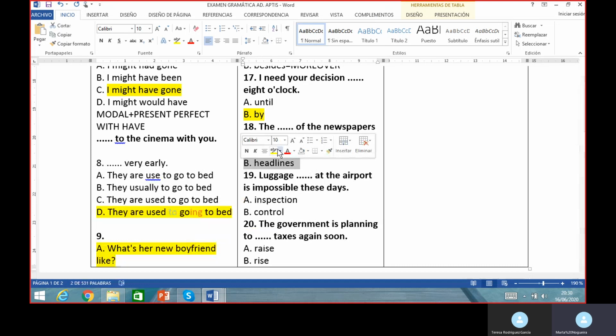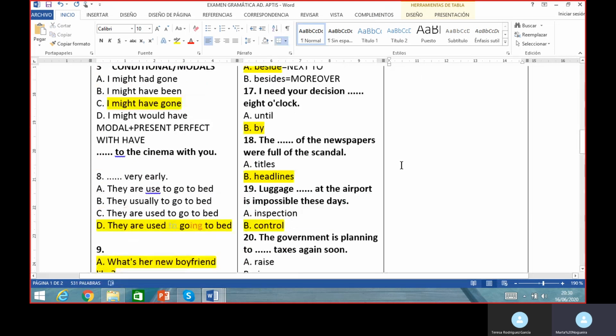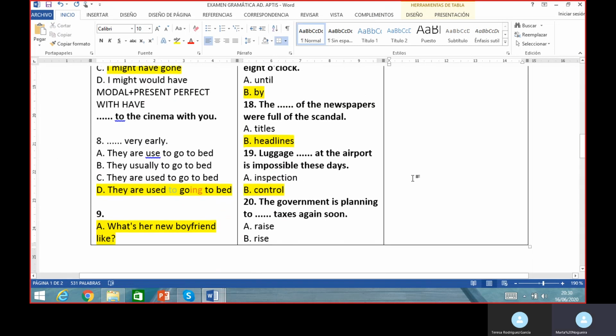The headlines of the newspapers were full of scandal, full of es lleno. 19. Luggage control, because it's at the airport, is impossible these days. The government is planning to raise taxes, subir los impuestos. A tax es un impuesto. ¿Ok?